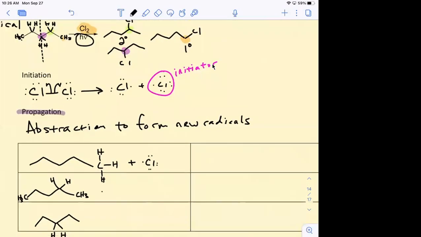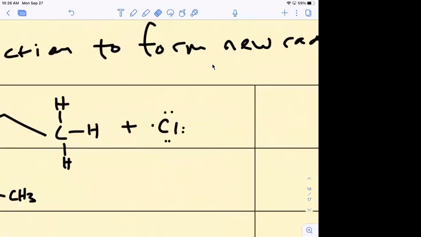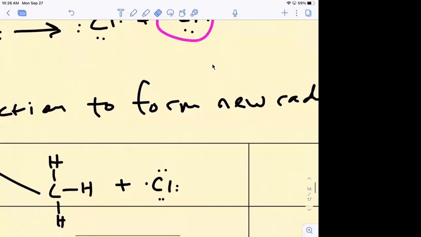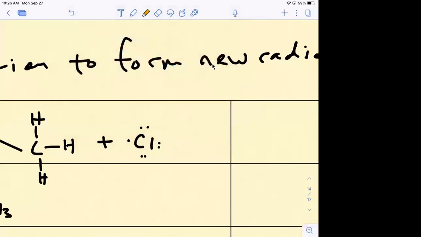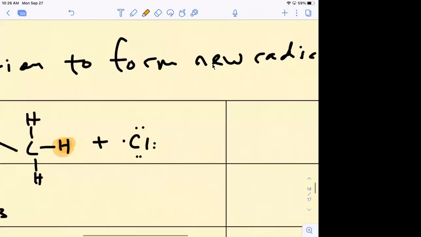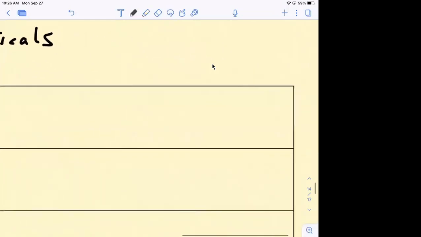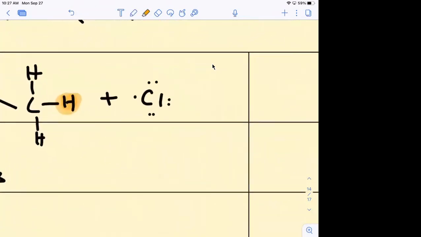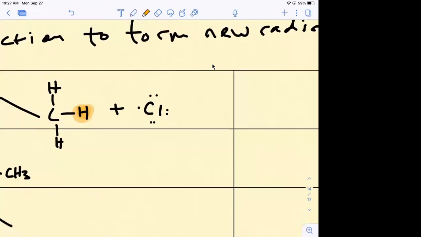All right, so let's take the first example. I'm going to abstract here. What color did I make that? Orange. I'm going to abstract here, not extract. We'll take this hydrogen off right here. How do I show that? With chlorine being the initiator and doing the abstraction. All right, what do the arrows look like for that process? Arrows pointing towards each other.